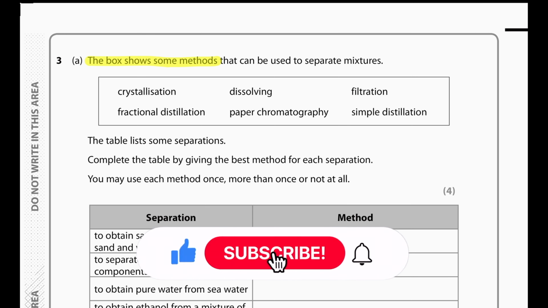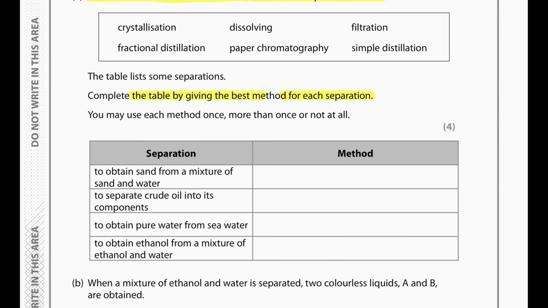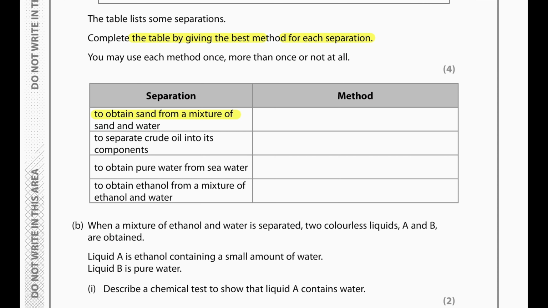The box shows some methods that can be used to separate mixtures. Now complete the table by giving the best method for each separation. To obtain sand from a mixture of sand and water, definitely this will use filtration. To separate crude oil into its components: crude oil has different fractions which have different boiling points, so we can use fractional distillation.